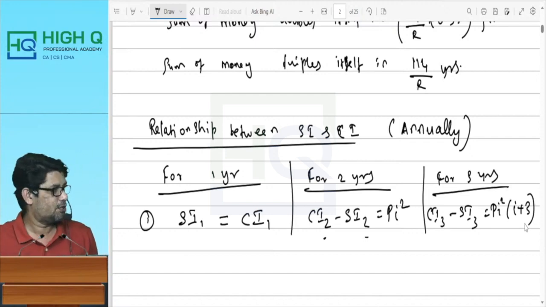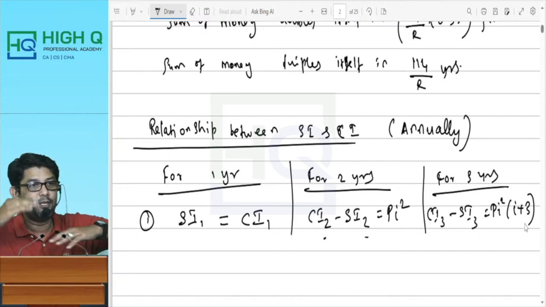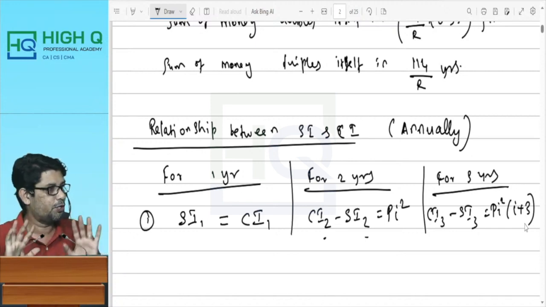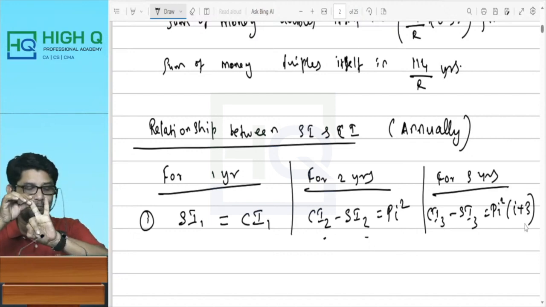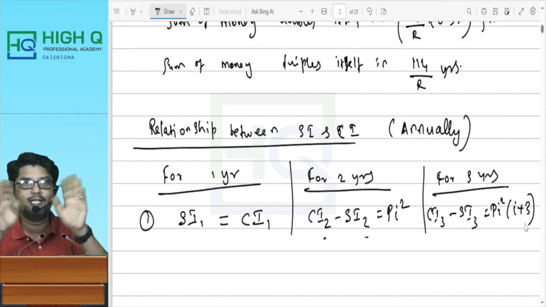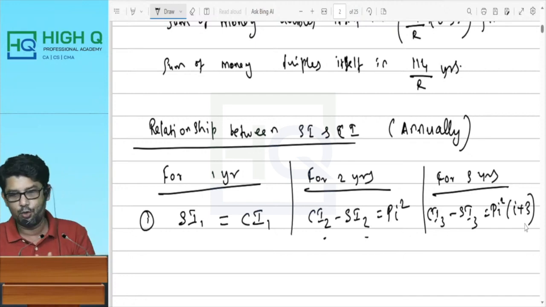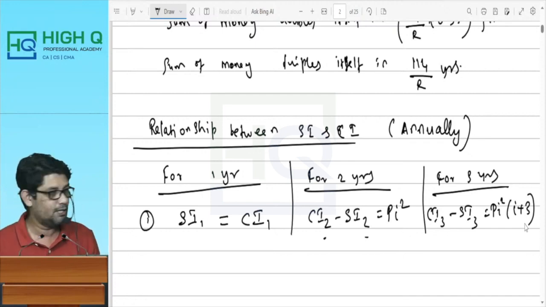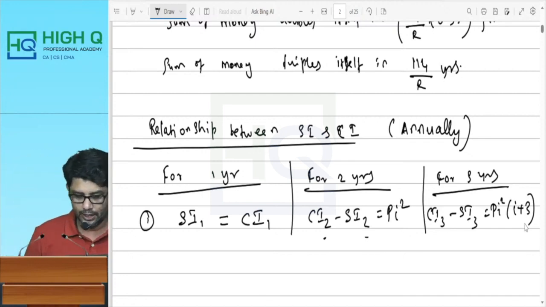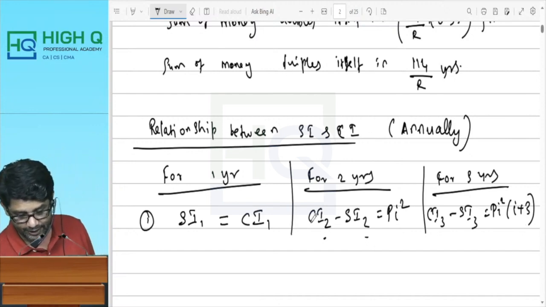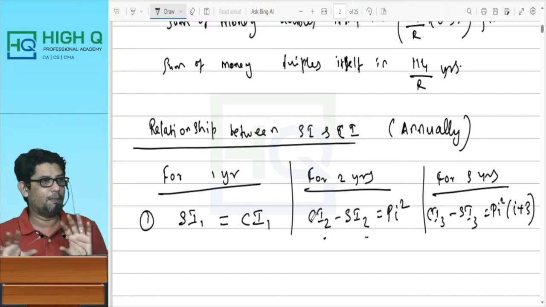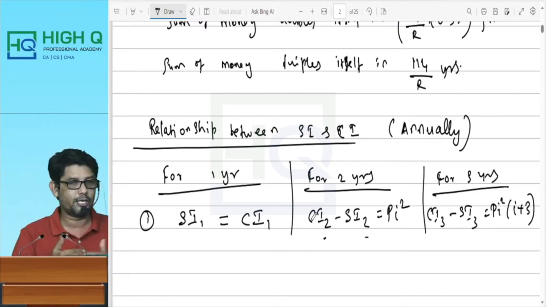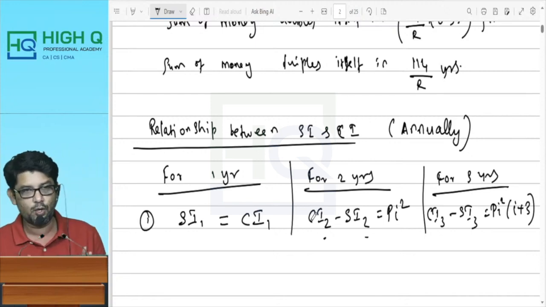I have got a formula for 4 years also, but it is a waste of time. If it comes in the examination for 4 years or 5 years, simply find the compound interest for 4 years and simply find the simple interest for 4 years, and find the difference directly. For 2 years and 3 years, please go ahead with these formulas. I'm just showing you some basic points to be remembered before I start with the numericals.